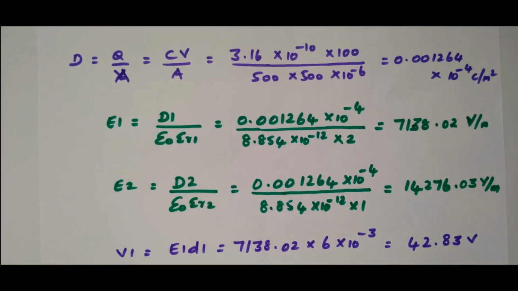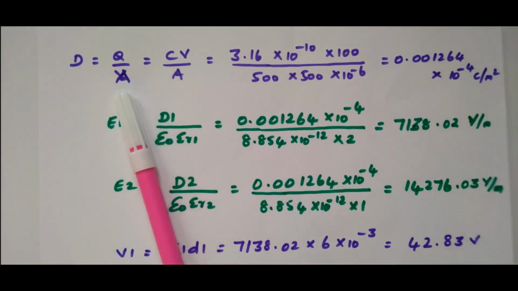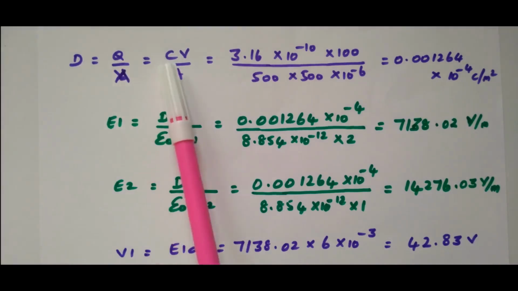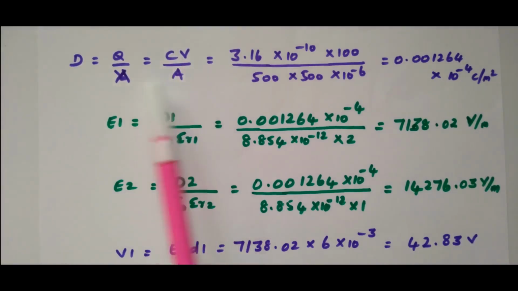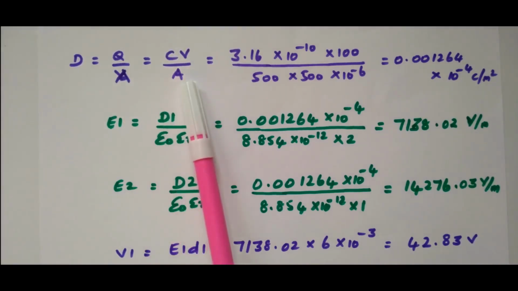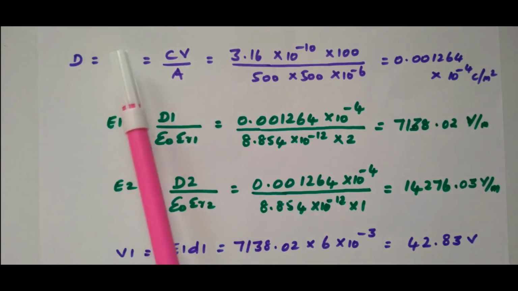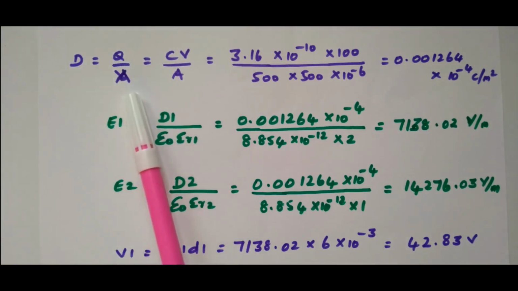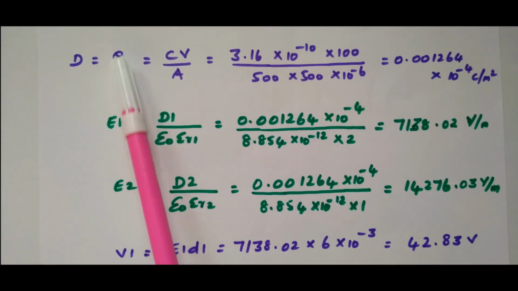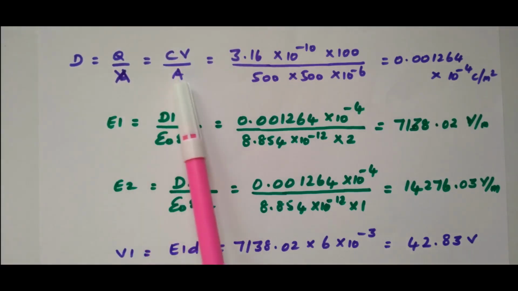Capacitance value is calculated. Now we'll see the displacement density. That is nothing but Q divided by A. Displacement density is nothing but Q divided by A, so Q is replaced by CV, divided by A. Q equals CV, right? The displacement density is nothing but displacement per unit area. So based on that, Q by A, where Q is replaced by CV divided by A.